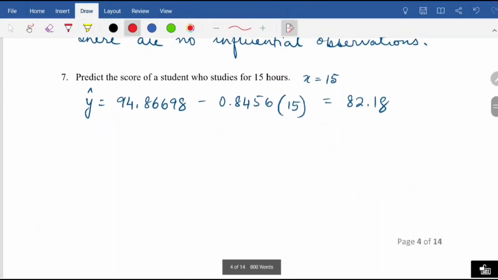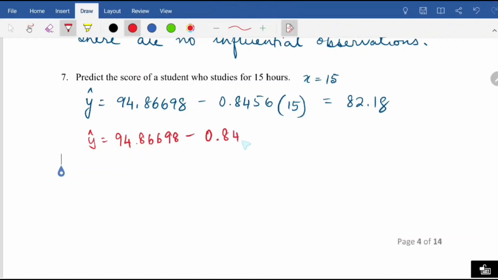All right, and then it says number 7, predict the score of a student who studies for 15 hours. So all you have to do is bring your equation here, which is, what was it? It was y hat equals 94.86698 minus 0.8456 times x. So you have to plug in the value 15 into x and calculate the expression, which should give you your score. So we got a score of 82.18.